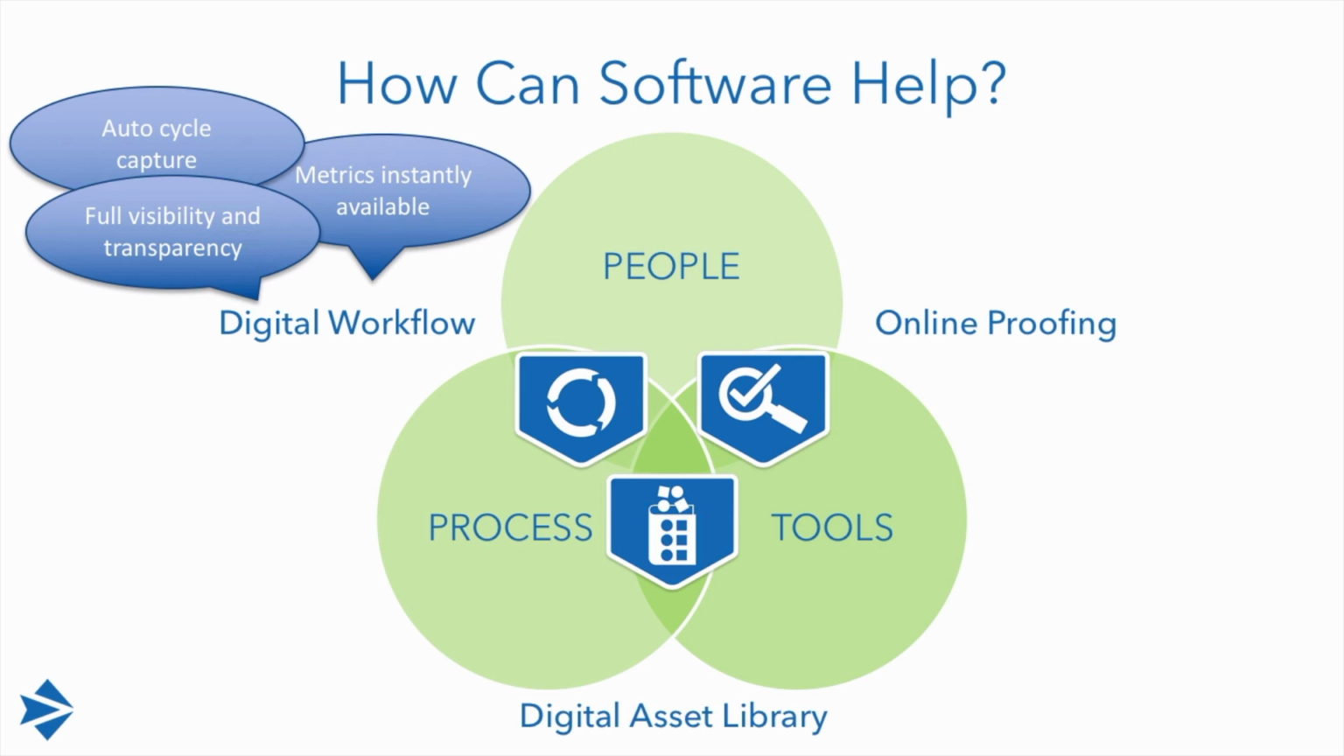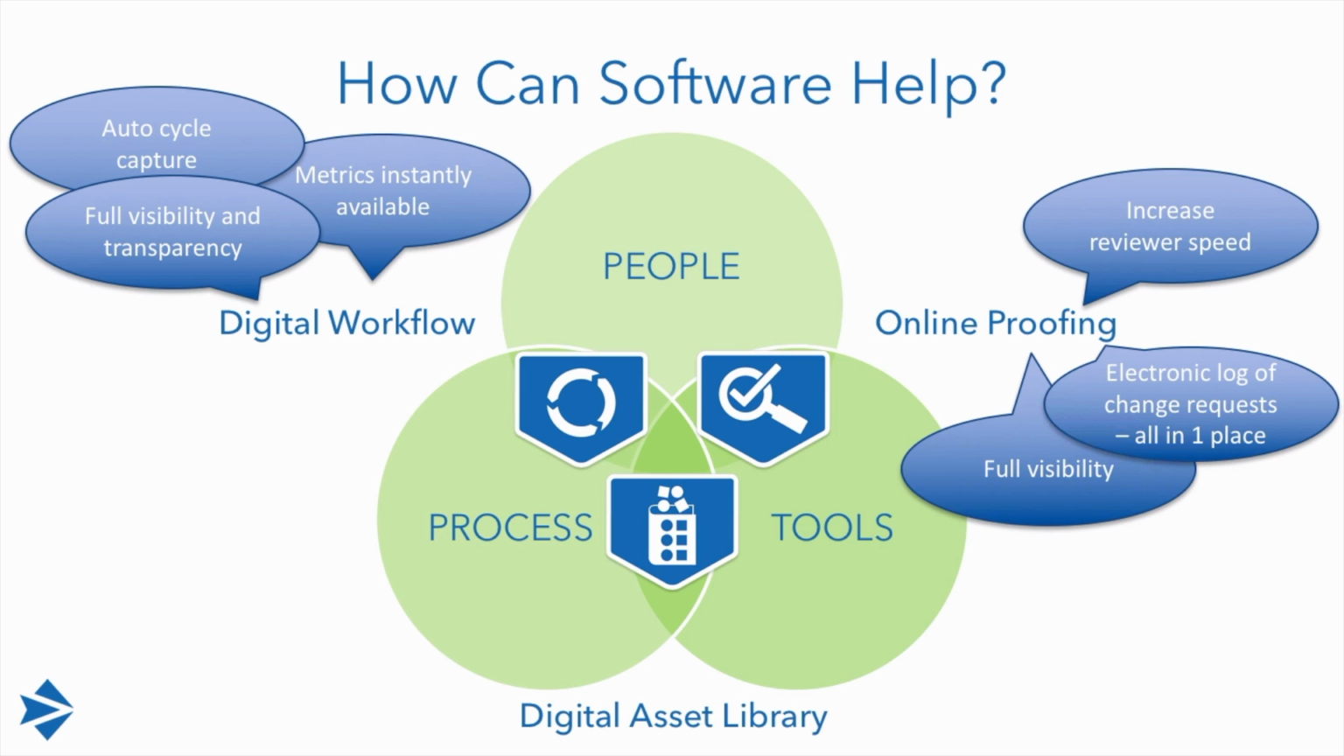Auto cycle capture is an example of that. So you can have a systematic way of inserting cycles when things get rejected, and also full visibility and transparency. So at any point in time, you have a view or a dashboard into everything that's happening. So you have that information at your fingertips.